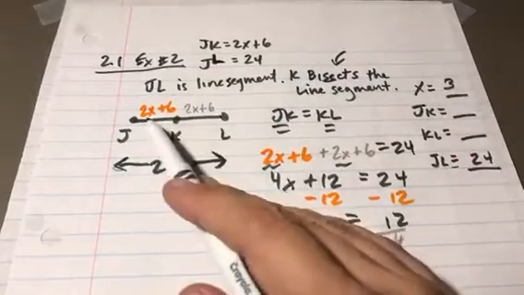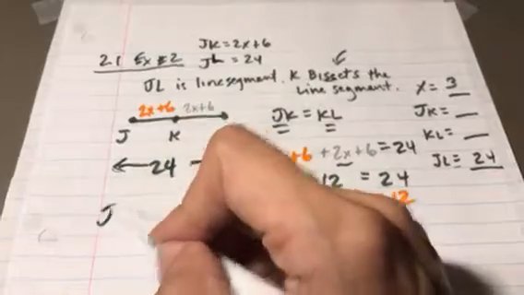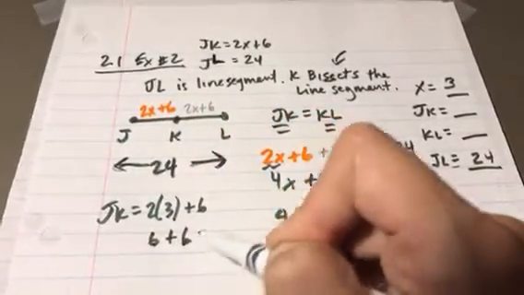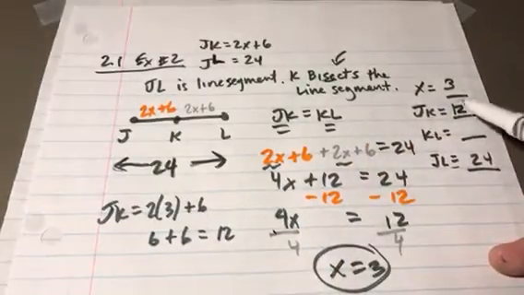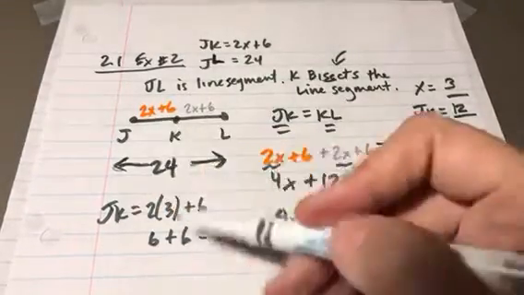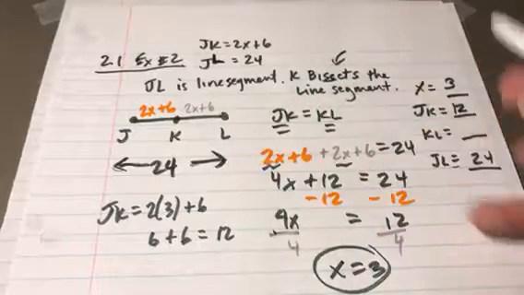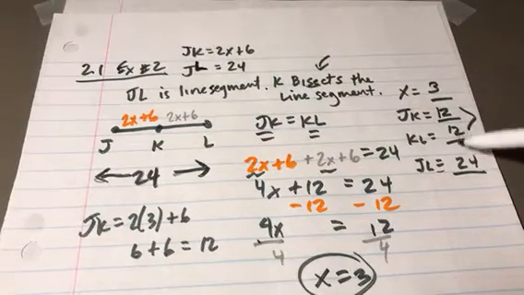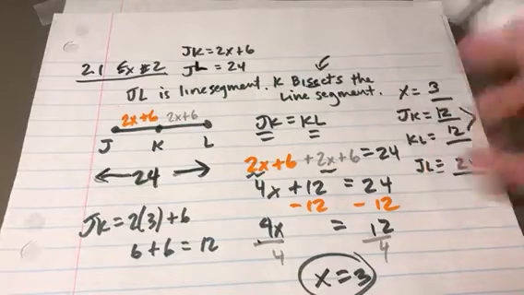Now when x is 3, I can plug this back in. So if JK was 2 times 3 plus 6, that's 6 plus 6 makes 12. And I thought that that was going to be 12. And again, if I plug that in again here, notice I get 12 as well. And that does make sense. So 12 would be in the middle of 24, and that makes sense for bisect. Awesome.